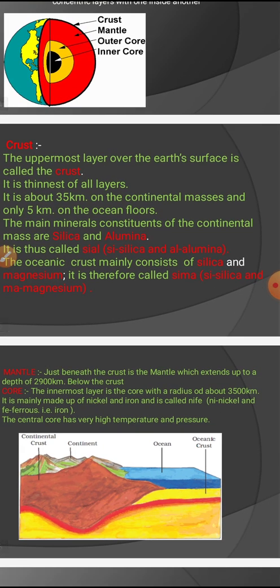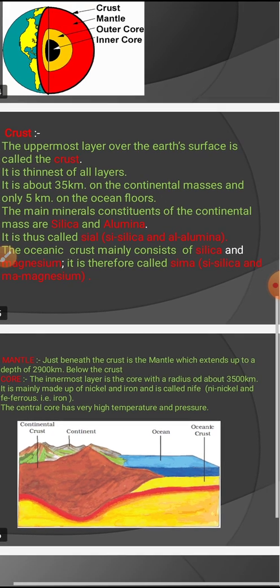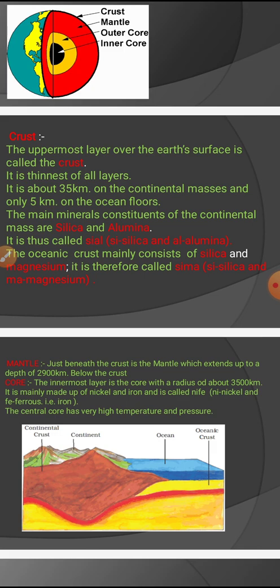Then the next layer is the mantle. It is just beneath the crust, beneath meaning under the crust. The second layer, the mantle, extends up to a depth of 2900 km below the crust. So its depth is more compared to the uppermost layer. Then the third one is the core. The innermost layer is the core with a radius of about 3500 kilometers.